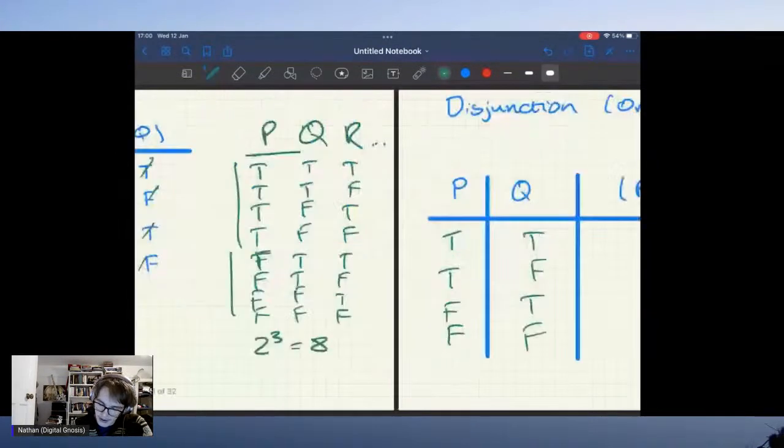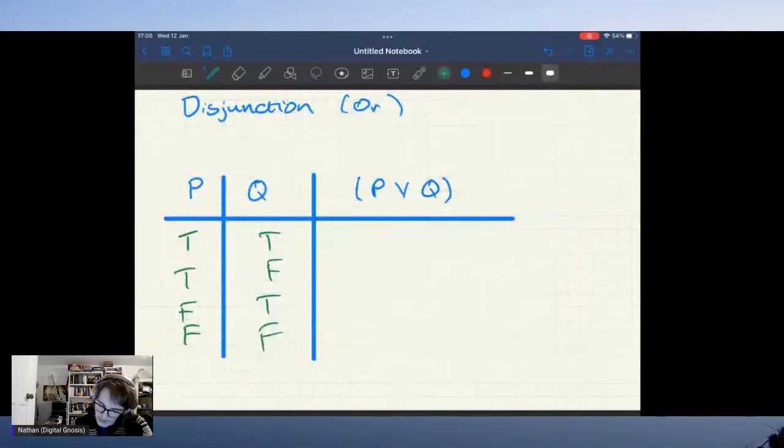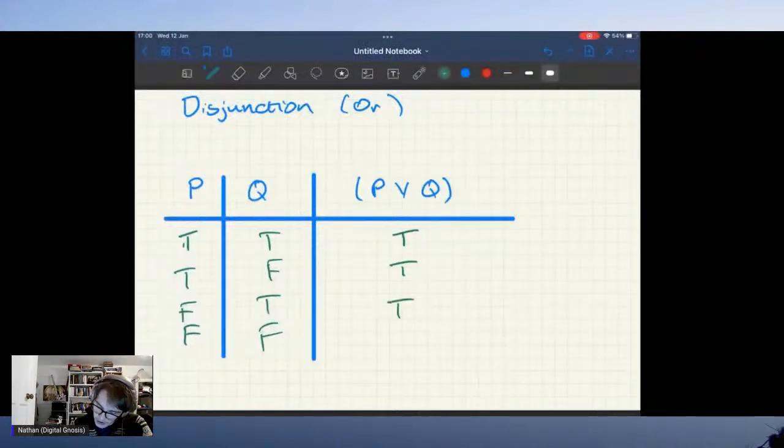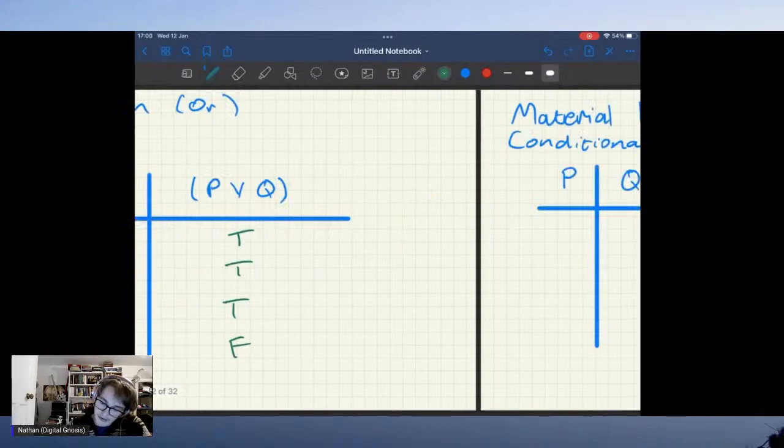So what about in this case? Well, both of them are true, so it comes out true. One of them is true, so it comes out true. One of them is true, so it comes out true. Both of them are false, so it comes out false. Hopefully that's kind of clear. Okay, material implication then.